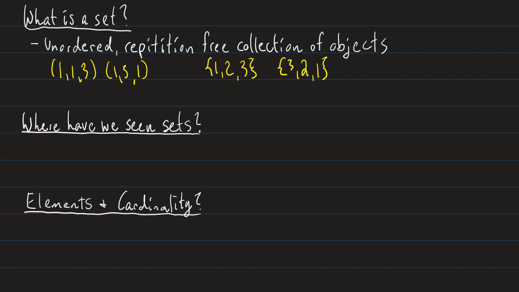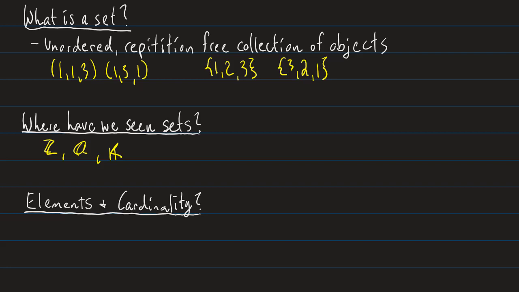Now, where have we seen sets before? We've talked about sets of numbers, right? Do any of these ring a bell? Z, Q, R, those are the sets. This is the symbol for the set of integers, rational numbers, and real numbers. So we've seen sets before, right?